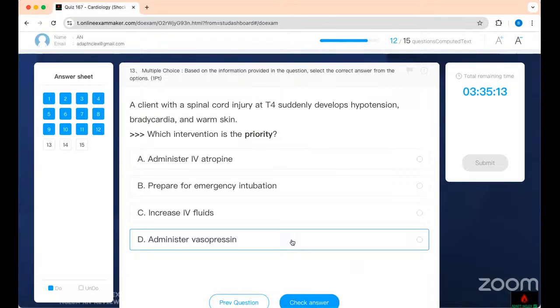That's your clue. There are different kinds of shock. Is it cardiogenic shock? Anaphylactic shock? Distributive shock? Obstructive shock? Think about it. I give you a clue by giving you the problem. Spinal cord injury means it's a neurogenic shock. When you have neurogenic shock, it's a distributive shock.